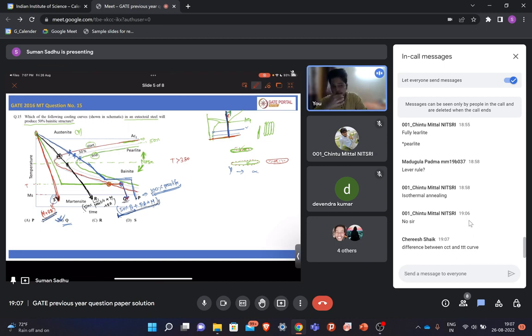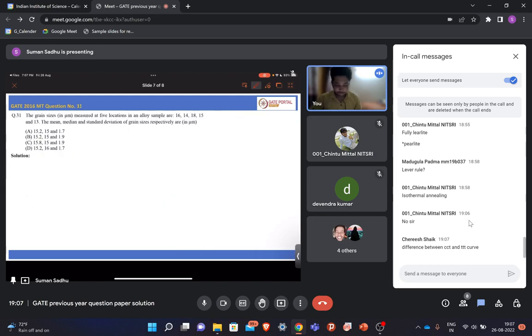Okay. Difference between CCT and TTT. Yes, good question. So CCT means continuous cooling transformation. That is when you are cooling it continuously. TTT is transformation temperature and with time, right? So in TTT means what you will, okay.